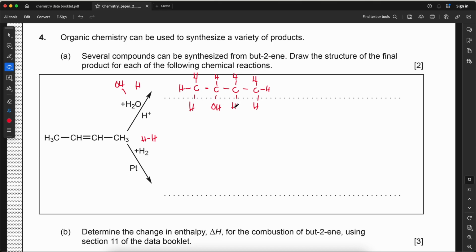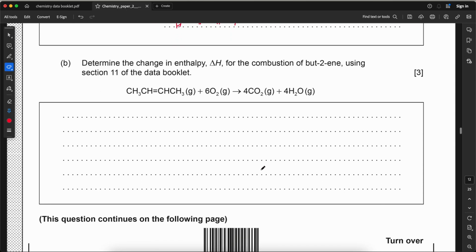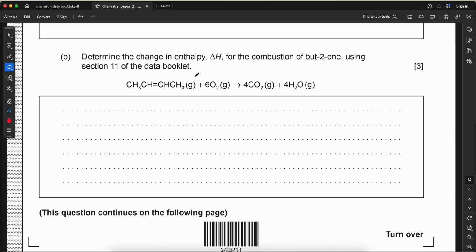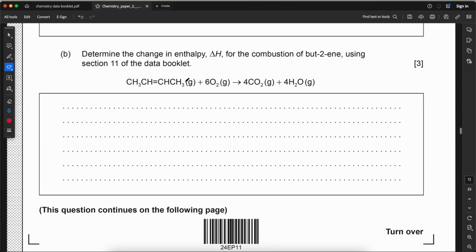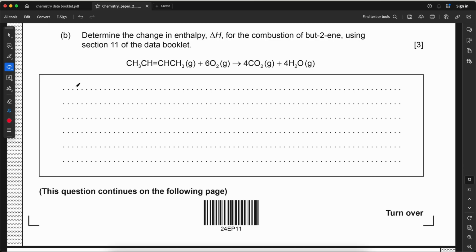It will be the same if you put OH here because butanol is symmetrical. And for this one, CH, CH, CH again, CH, H. Okay? Determine the change in enthalpy, delta H, for the combustion of butene using section 11, which is average bond enthalpy.